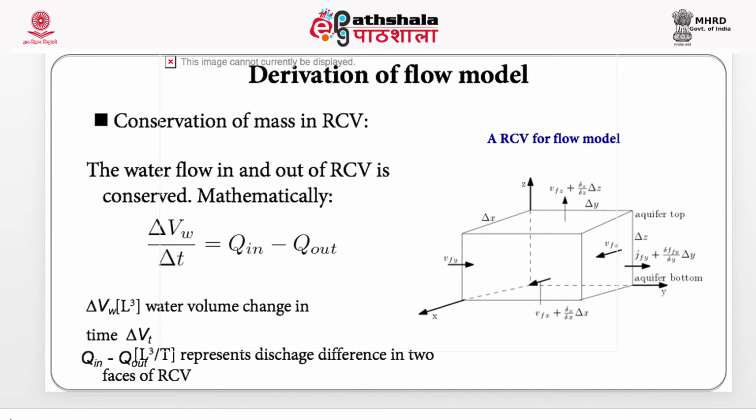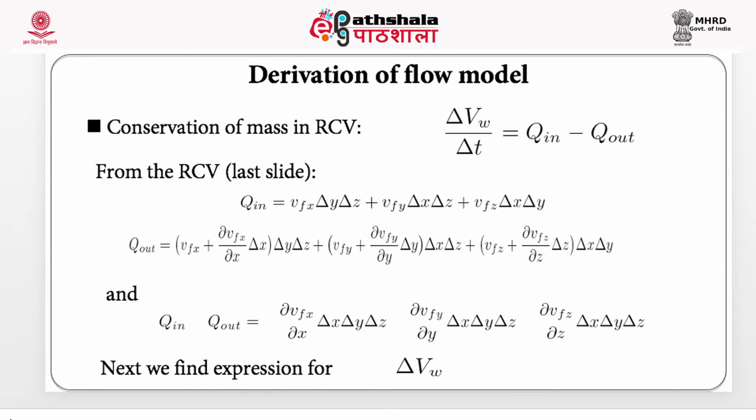Now we can find Q in minus Q out, and we can get the expression that you can see on the screen. So now we have our expression for Q in minus Q out. Next, we have to find the expression for change of volume of water. This is a little bit tricky because it requires another groundwater property that is called specific storage to define it.